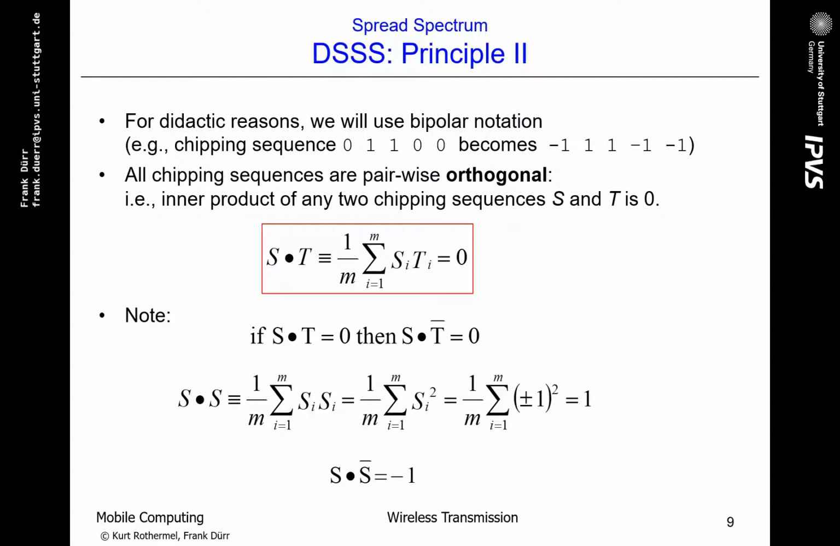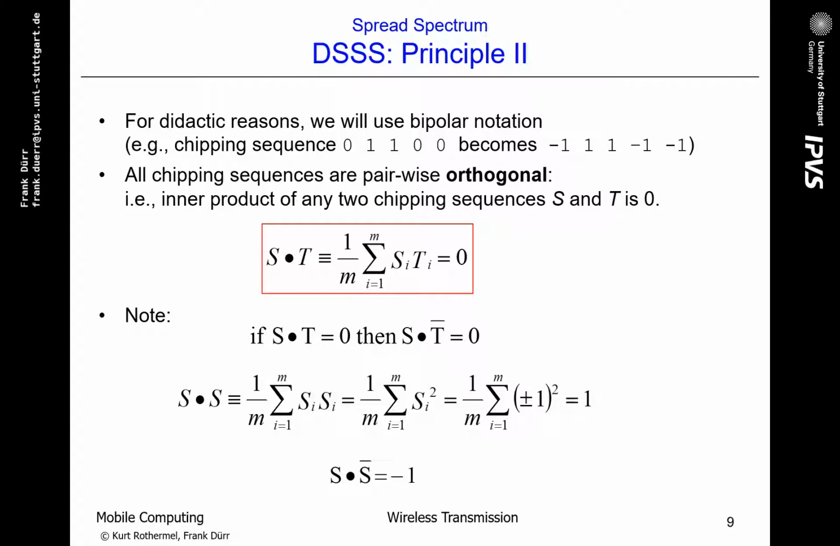Okay, now in order for making code division multiplexing work, we need a special property for our code. That means the chipping sequences assigned to the different senders need to have a special property. And this property is that all the chipping sequences assigned to the different senders must be pairwise orthogonal.